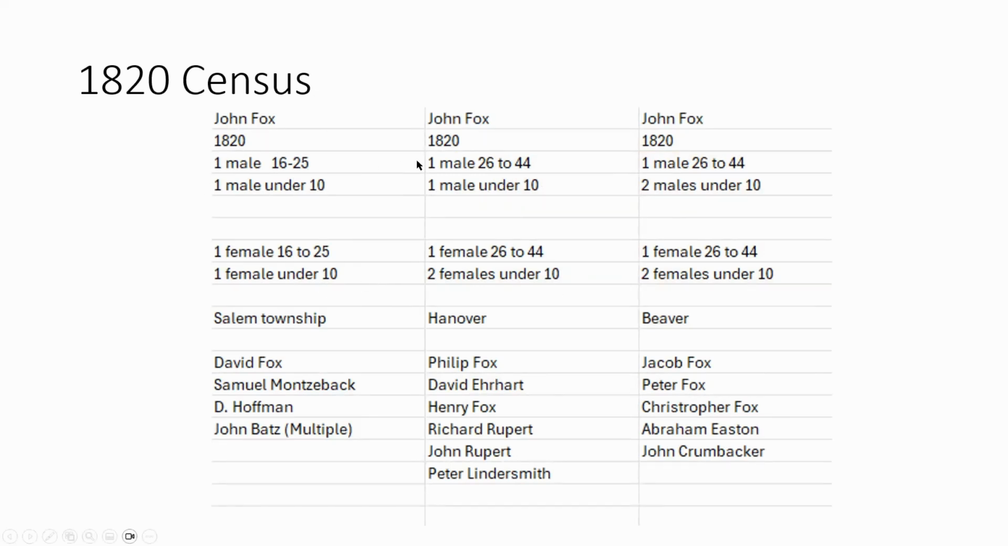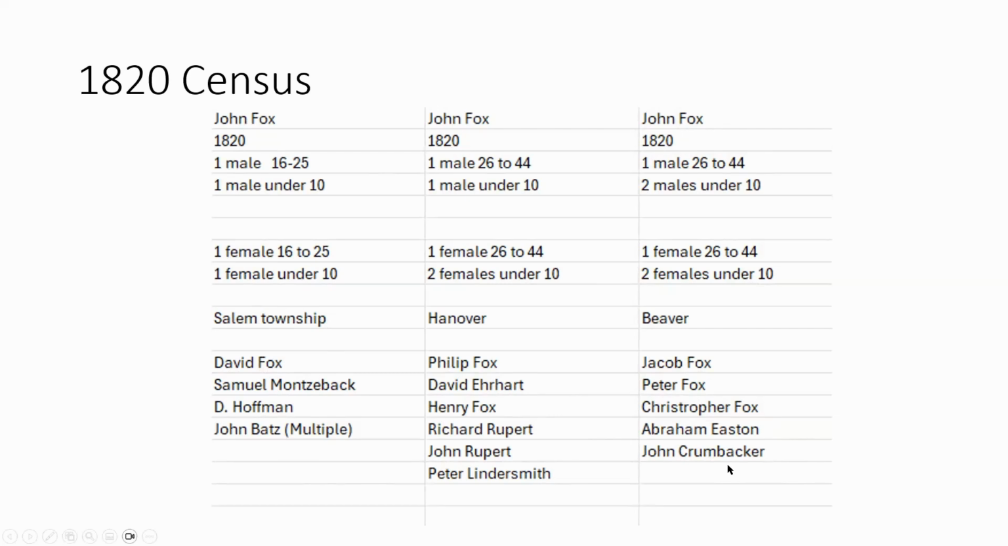So one of the early things I looked at was the marriage records. The marriage records in Columbiana County are excellent for that early on. And I was really looking at who did they marry and where were they. I also made sure that I would list friends and family associates that were on the census. You can see that this John lived next to David Fox, while this one was close to Philip and Henry Fox. And this gentleman was close to Jacob, Peter, and Christopher Fox.